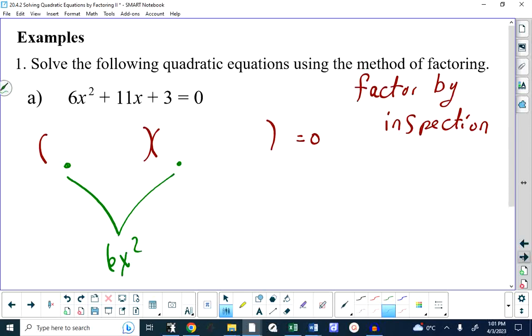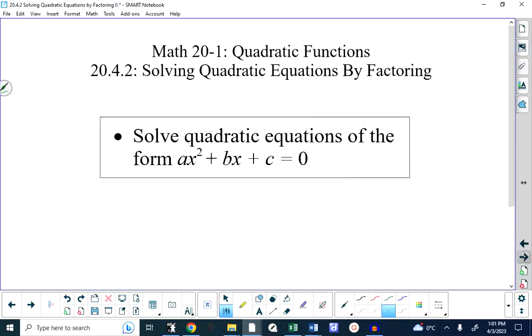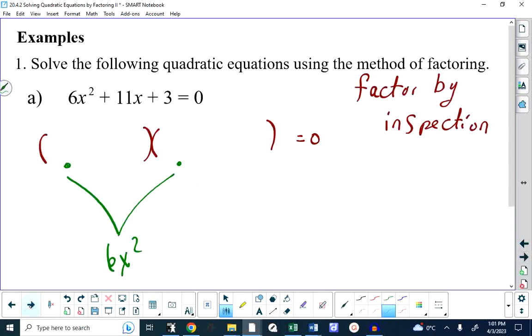I mean, if we go back and we look at this little illustration that we just talked about, where did the 8x squared come from? It came from the 2x times the 4x, yes? Okay, so the 2 first available positions in the factored form, this position here and this position here, have to multiply to give 6x squared.